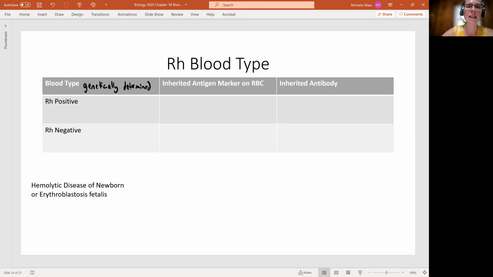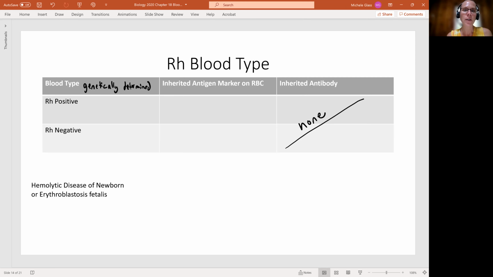Just like the blood types A, B, and O. But one thing that is going to be different in this case is there is no inherited antibody. So in this case, you're only inheriting information about your markers on your red blood cell, whether you have the marker or don't have the marker.